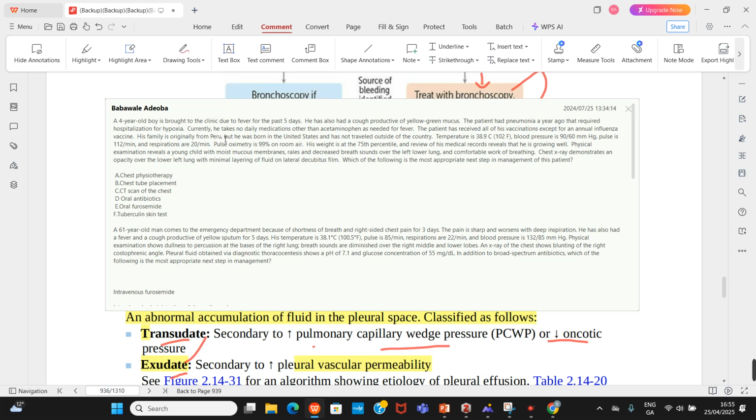Temperature is 38.9, blood pressure is low. Oximetry is 99%. Physical examination shows a young child with dry mucous membranes, rales, and decreased breath sounds over the left lower lung with comfortable work of breathing. X-ray shows an opacity over the left lower lung with minimal layering of fluid on decubitus film. Which of the following is the most appropriate next step in management? There's layering of the fluid. So what are we going to do for this patient?